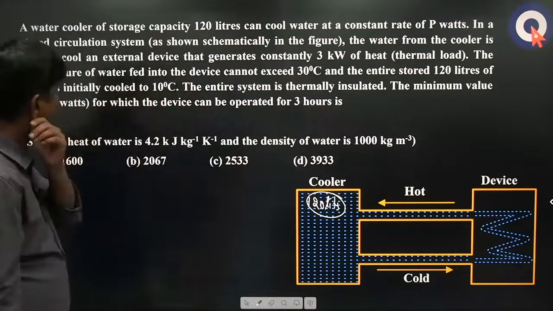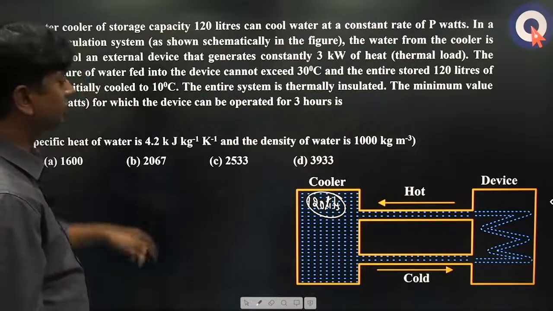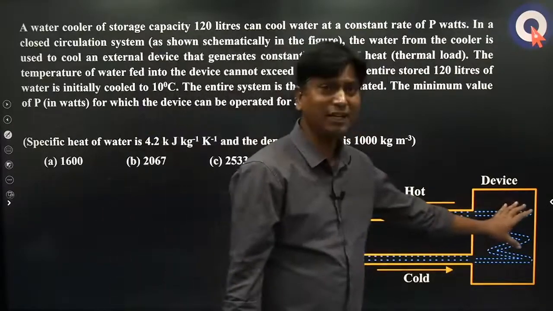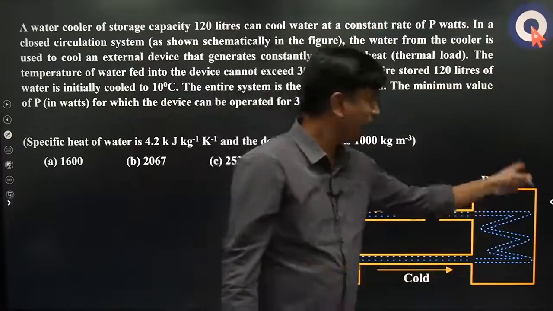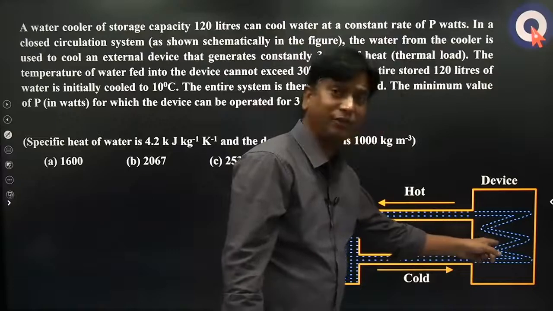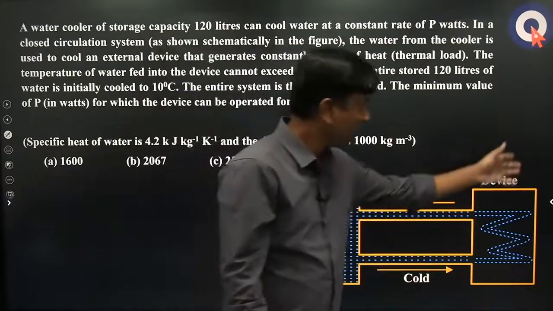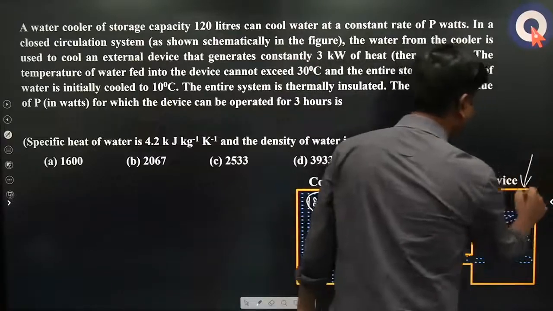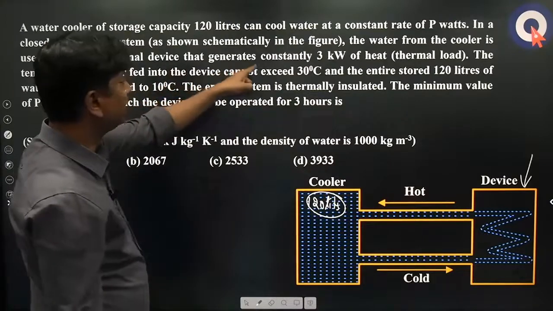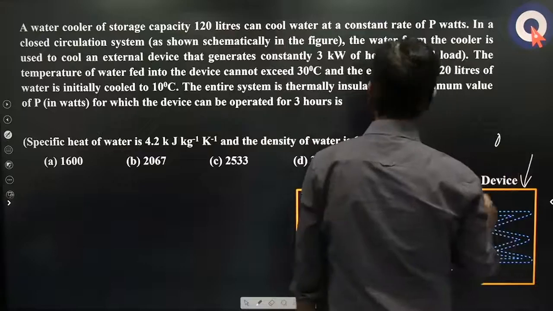In a closed circulation system as shown schematically in the figure, the water from the cooler is used to cool an external device. Here is an external device, right? There is some external device which keeps getting heated up and you want to cool it. How can you cool this? You have to feed the cool water to this device, and the hot water comes back, because it is continuously getting some heat. The external device generates constantly 3 kilowatts of heat. So this will get constantly 3 kilowatts of heat.